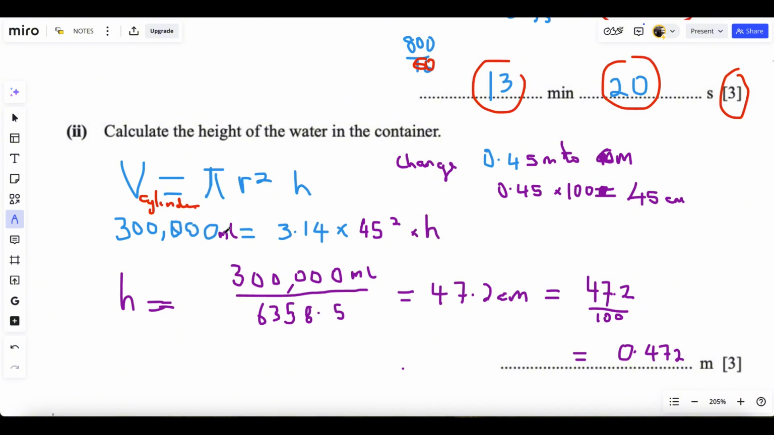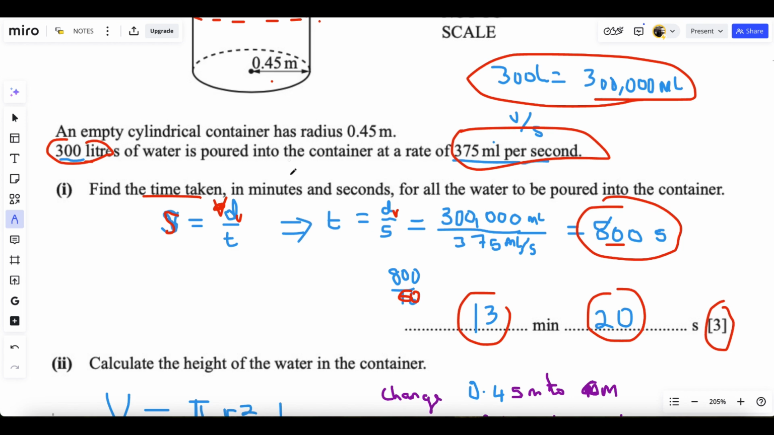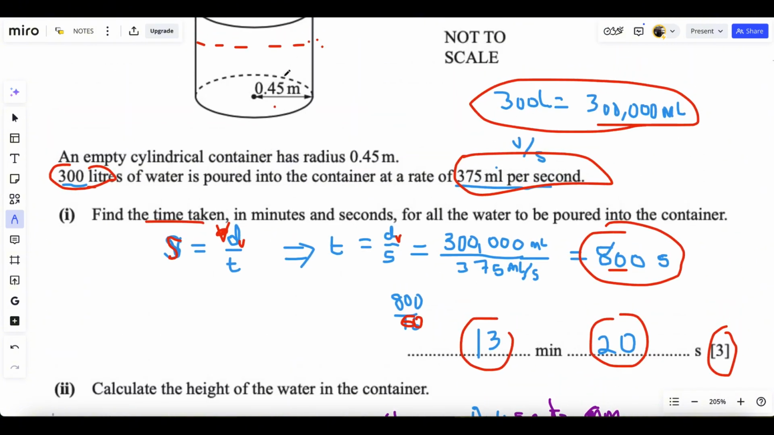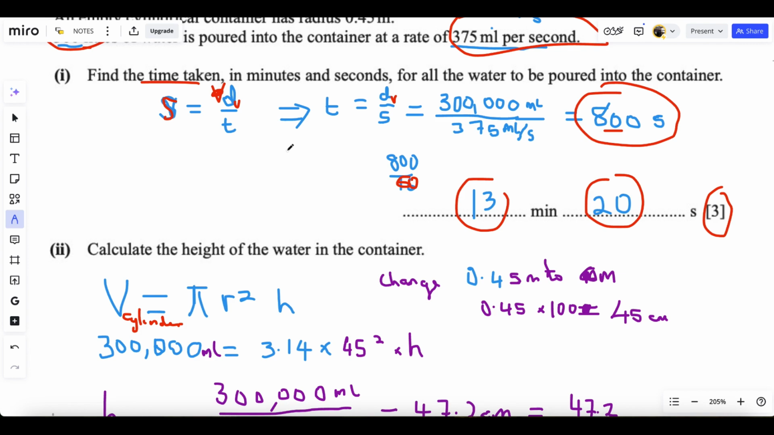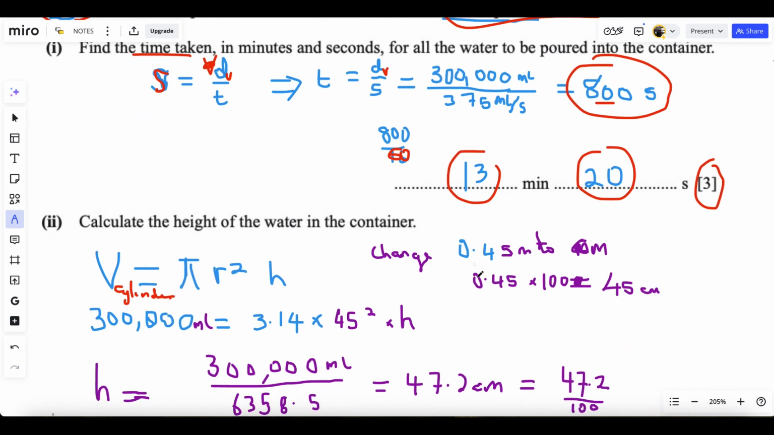Now this volume is 300,000 milliliter. Remember, instead of 300 liters, we changed it to 300,000 milliliter. Is equals to pi times the radius. Now this radius, we multiply by 100 to change it to centimeter, because the volume is not in liter. So we have to change the radius from meter to centimeter first for our calculation. So we change this one from meter to centimeter by multiplying with 100. If you multiply 0.45 times 100, you get 45 centimeter.